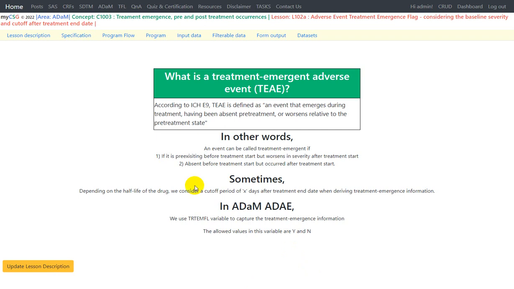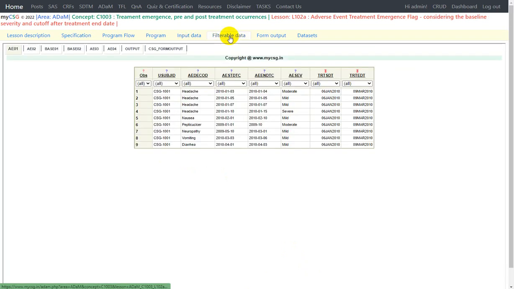Now we will take a look at the input dataset that will be used for this lesson. So we'll be using the AE dataset as input. In the example data which I am taking, I have already merged the treatment start date and end date information from ADSL and kept it ready in the SDTM adverse events dataset. So we will use this dataset as input and then create the treatment emergent flag.